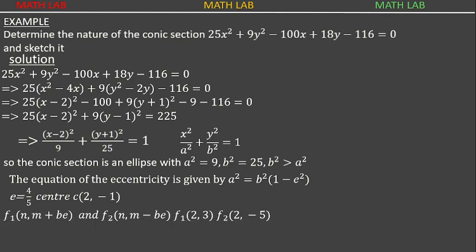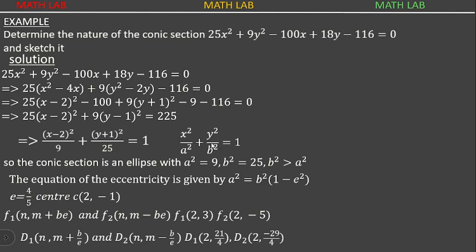Now we go to find the foci. We have f1 given by this and f2 given by this. We replace the values of n, m, b and e. Note b now will be the square root of b squared, which will be 5. You replace it here, you multiply by the eccentricity, and you're going to have all what we have here. So this f1 and this f2, just applying the formula. The more you apply, the more you retain. The standard form will not change.